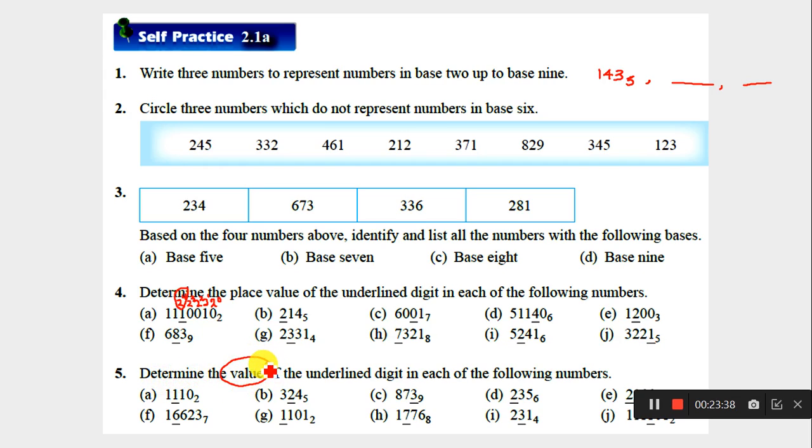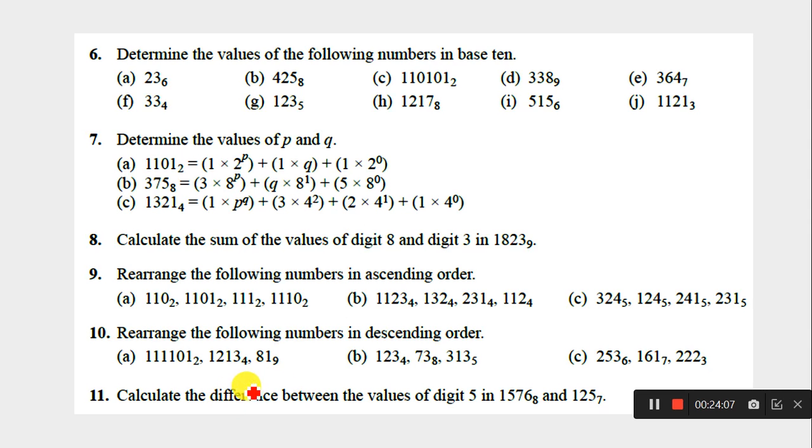So number 5, determine the value. Now the value. I show you one example. So this is 2 to the power of 0, 2 to the power of 1, 2 to the power of 2. To determine the value, you have to multiply the digit with the place value. So 1 times 2 squared equals 4. So this is the value.